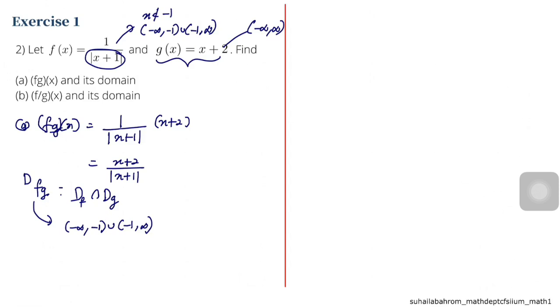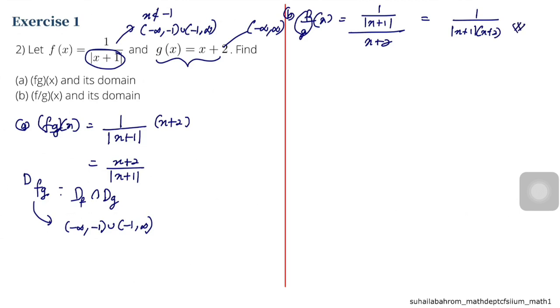So, for part B, we want to find out the quotient. So f over g is equivalent to f over g(x), which is 1 over modulus of x plus 1 over x plus 2, or you can also rewrite it as 1 over modulus of x plus 1 times x plus 2. So, this is the function f over g.